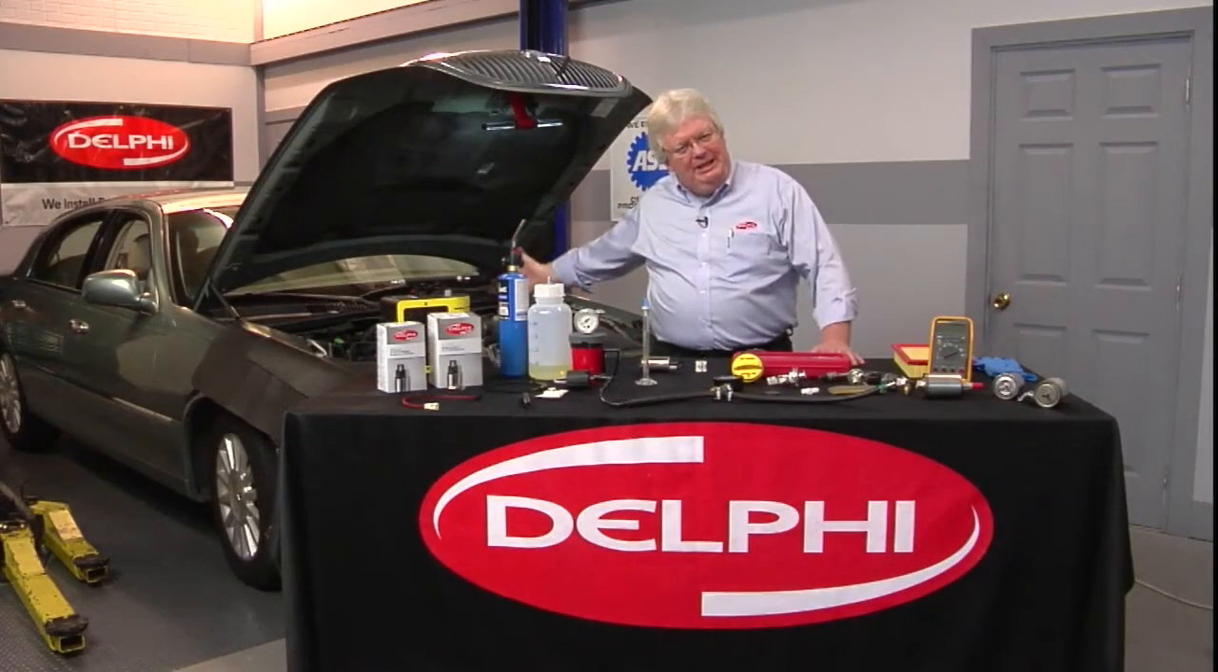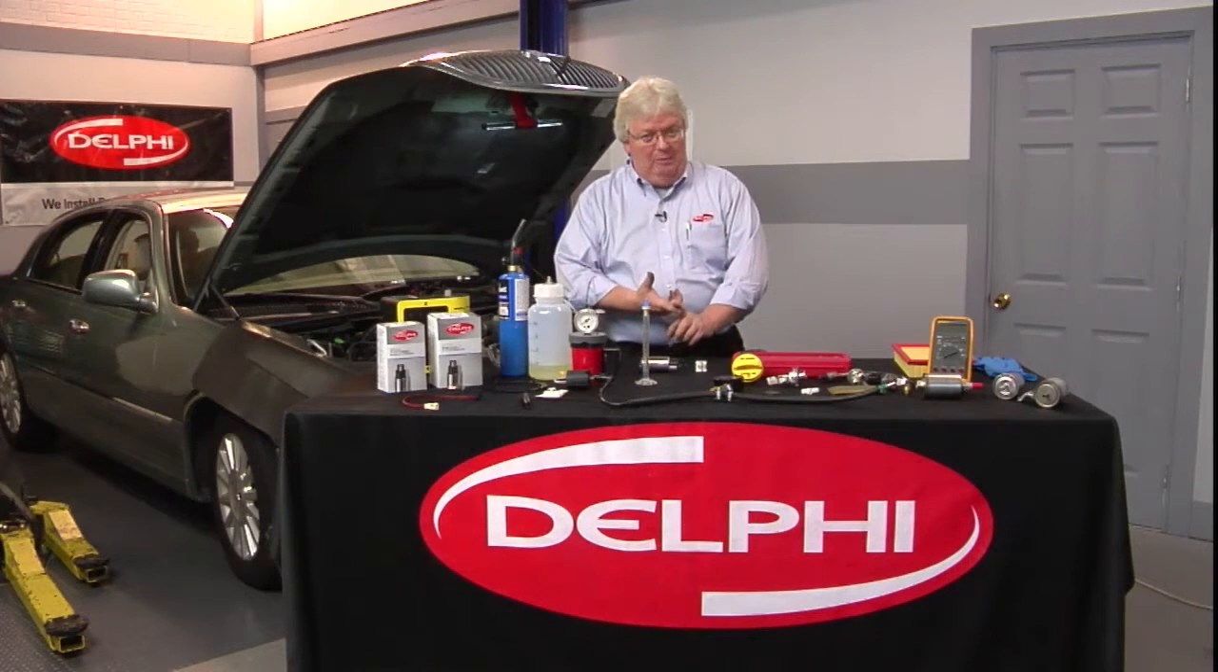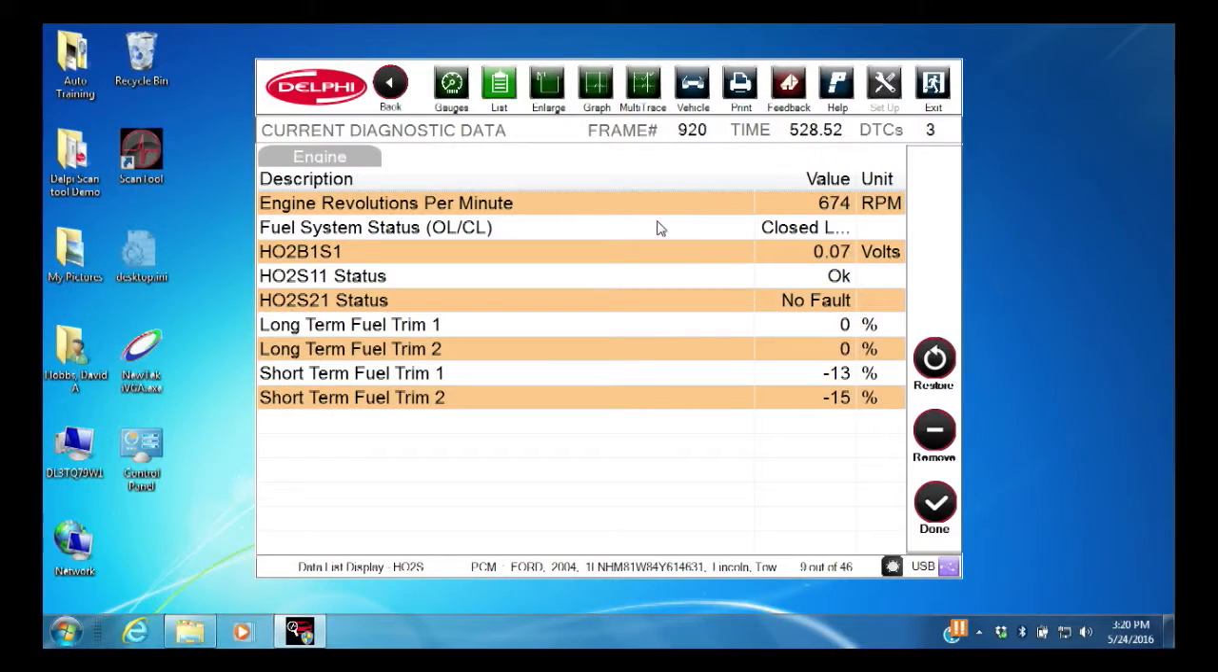Same mid-2000s Lincoln Continental with a rich mixture now. We got a mass airflow sensor also. Now we have negative numbers on the short term. Long term will eventually come up to meet. There'll be different cells as we drive the vehicle.